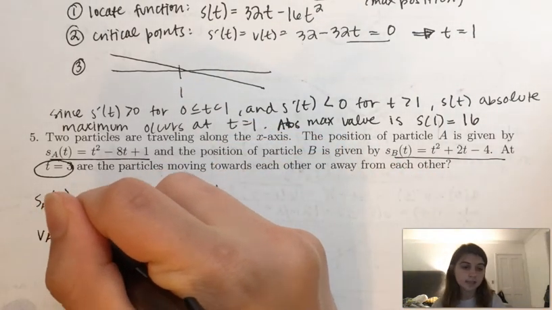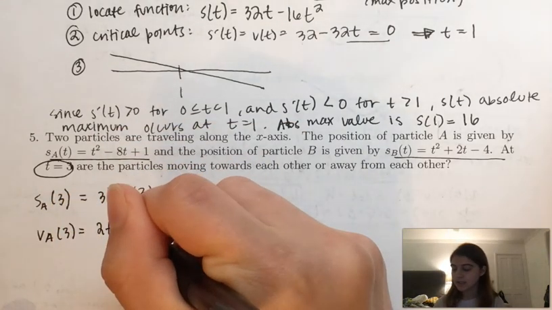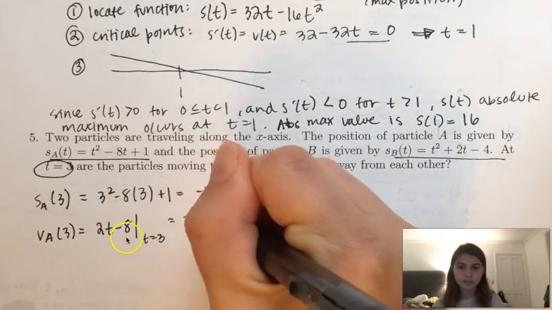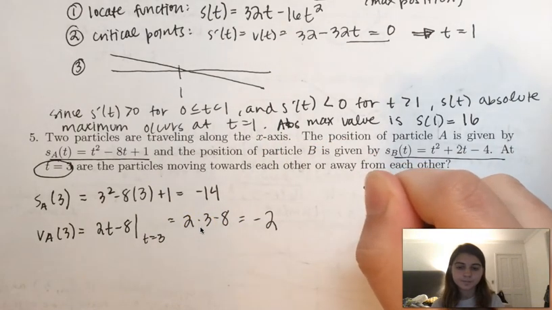And then we're going to get the velocity. So we know it's starting at negative 14. What direction is it moving in? The velocity at 3: take the derivative of that position function, and we get 2t minus 8, plug in 3, and you get negative 2.